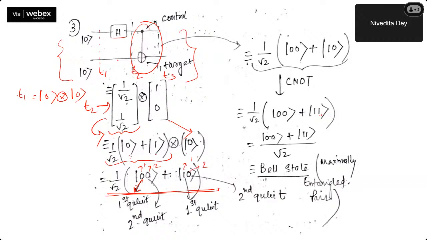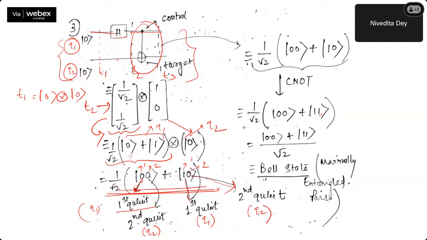Okay. How do we know which is control and which is target? From this circuit itself, we have to know. So this circuit represents Q1 and this is Q2. So here this entire thing is your Q1 and this was your Q2. And in this state, say 0 is the first qubit, you can check, and this one is the second qubit. Similarly, this is your first qubit and 0 is your second qubit. So first qubit means Q1, second qubit means Q2.